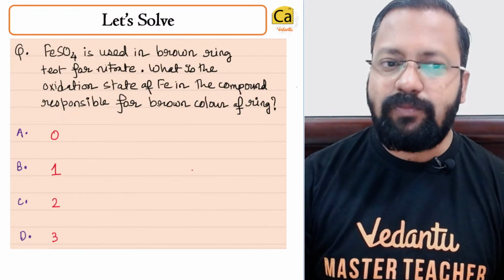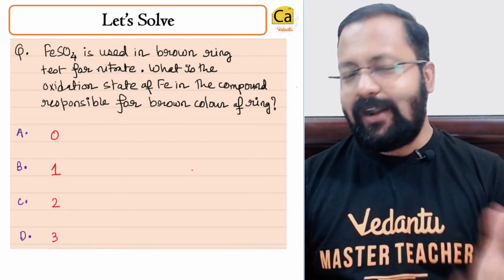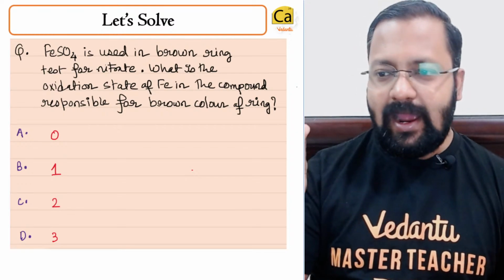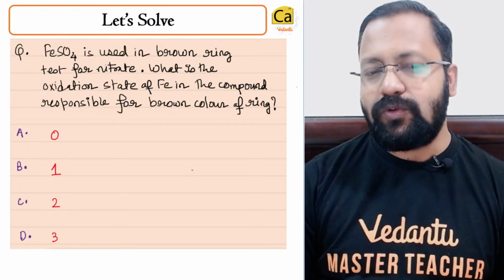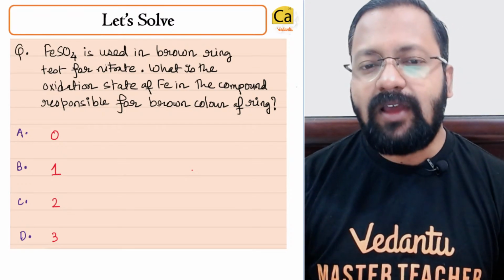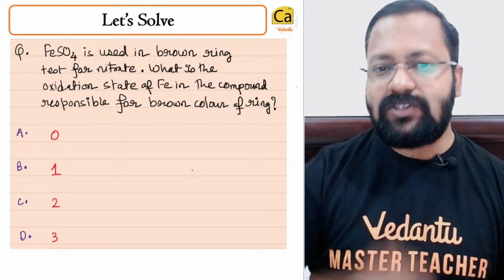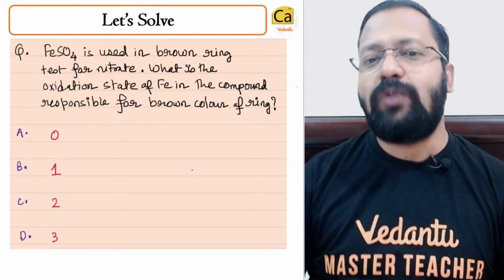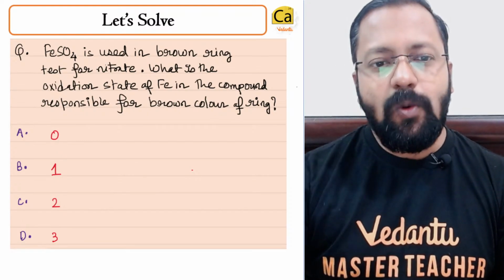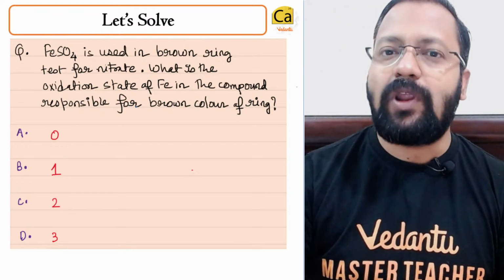FeSO4 is used in the brown ring test for nitrate. How do we test for nitrate? We take the nitrate salt, we add freshly prepared FeSO4, and we add H2SO4 from the side of the test tube very slowly, so that at the junction of these two liquids we get a brown ring. What is the oxidation state of Fe in the compound responsible for the brown ring test?